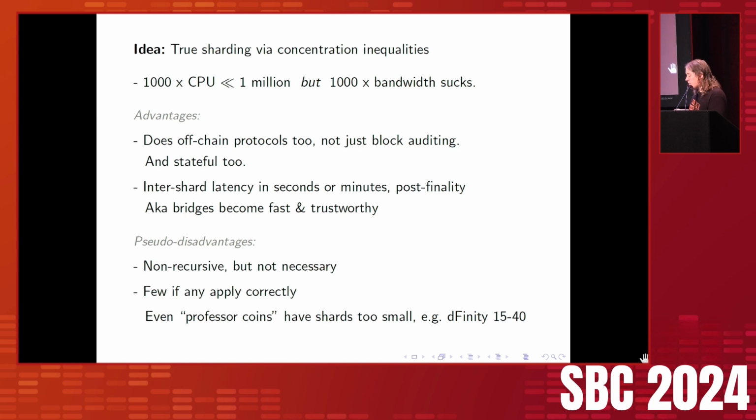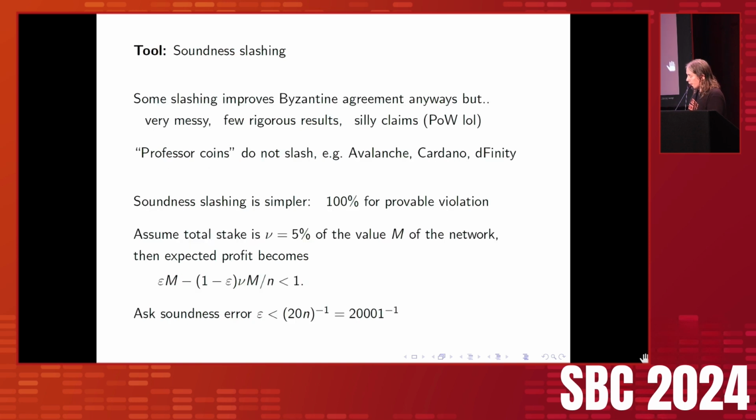The other kind of pseudo disadvantage is people think they can do it and they mess it up. Even the professor coins screw this up. Like Dfinity has 15 to 40 nodes on a shard, and I'm not sure they assign them randomly either. I have no idea.